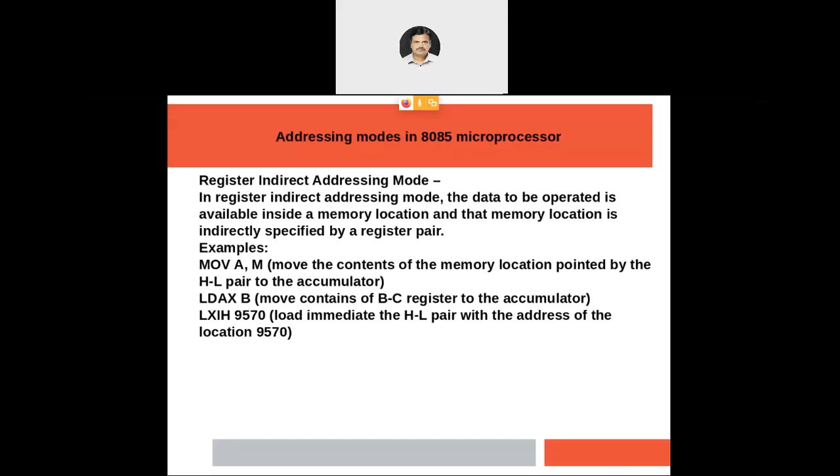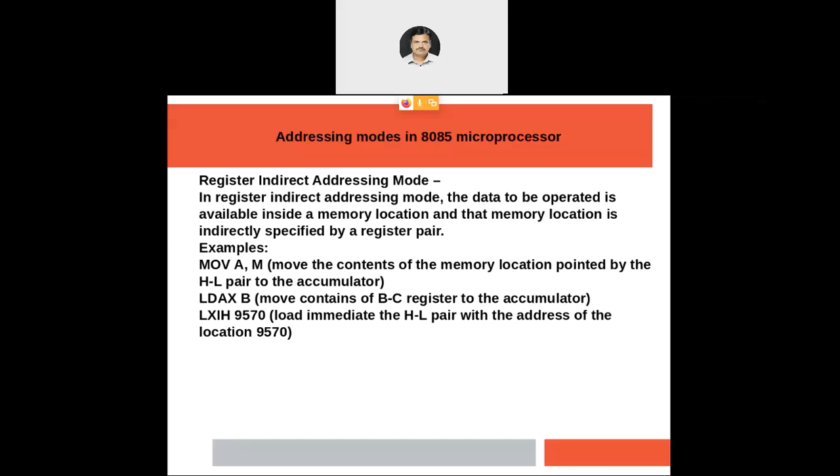Then, whatever the necessary syntax is, observe the syntax. If you make mistakes in writing the syntax, your code will not run on the kit. So LDAX B means move the contents of the BC register to the accumulator.